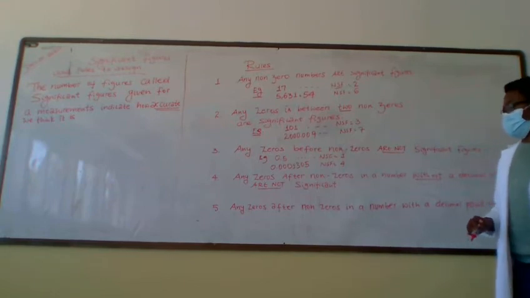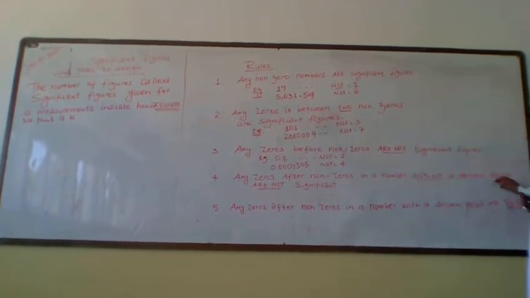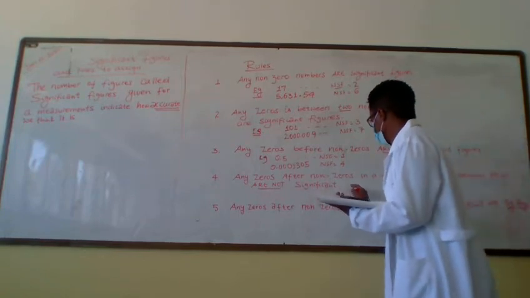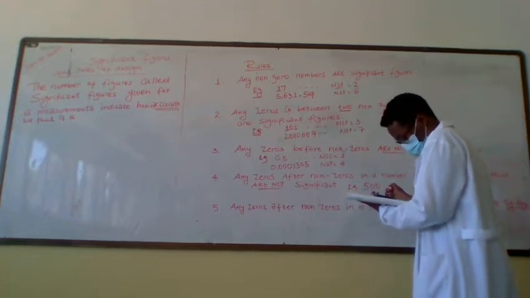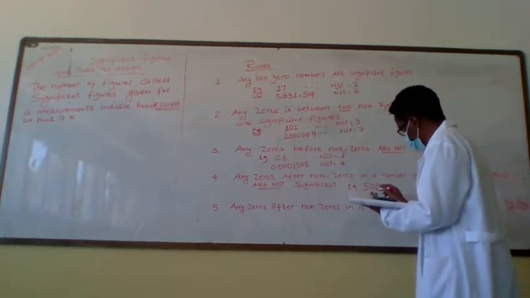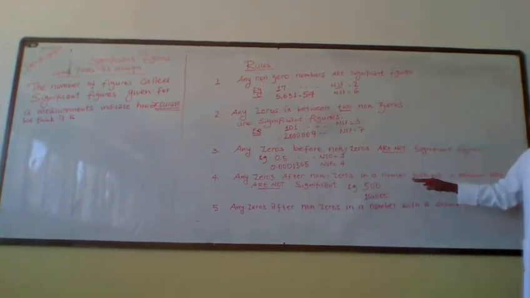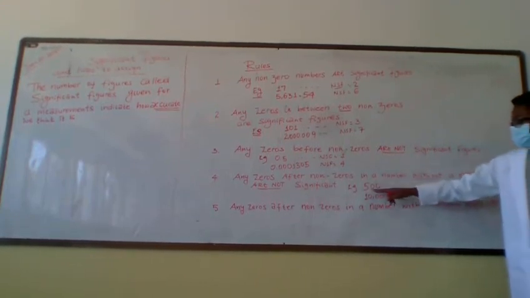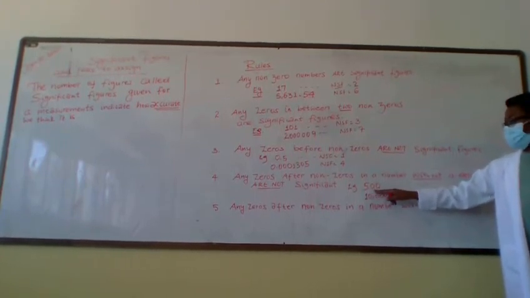So rule number 4 says, any zeros after non-zeros in a number without a decimal point are not significant. So for that, let's take an example, 500 and let's have 10,000. This is any zeros after non-zero. Look, 5 is a non-zero number, and we have two zeros after this 5.